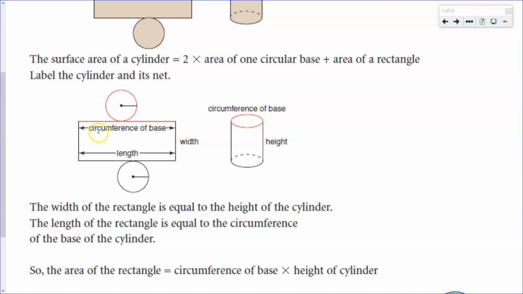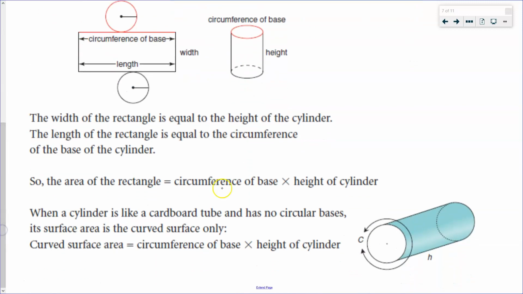So this is actually your circumference of the base, right? And this is your width, and this is also your length. The width of the rectangle equals the height of the cylinder. This right here is this part of your cylinder. The length of the rectangle is equal to the circumference. That's right here. So the area of the rectangle is the circumference of the base, here, times the height of the cylinder.